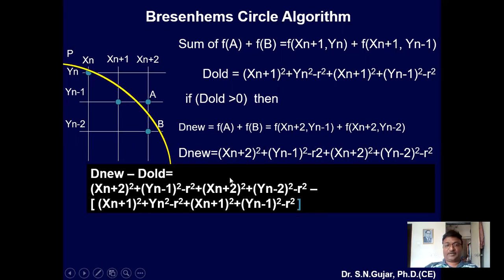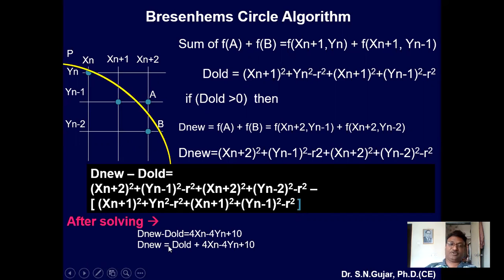You have to extract it and solve it. After solving, what did you get? d new minus d old is equal to 4xn minus 4yn plus 10. So what does d new become? d old plus 4xn minus 4yn plus 10. So you may say that dp is equal to dp plus 4xn minus 4yn plus 10. This is my decision parameter old, if greater than 0. If the d old is greater than 0, that time you have to increase both x and y by one value.